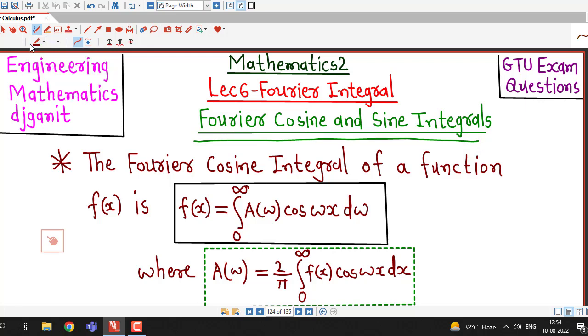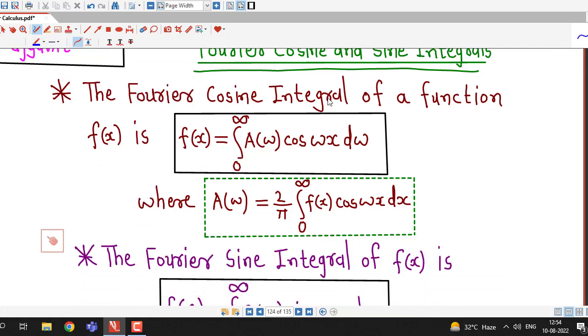First we recall the definition of Fourier cosine and sine integral. We know that Fourier cosine integral of function f(x) is given by f(x) equal to integral from 0 to infinity A(omega) cos omega x d omega, where A(omega) equal to 2 divided by pi integral 0 to infinity f(x) cos omega x with respect to x. If we have function of x here, integral is with respect to omega. If we have function of omega here, integral is with respect to x.